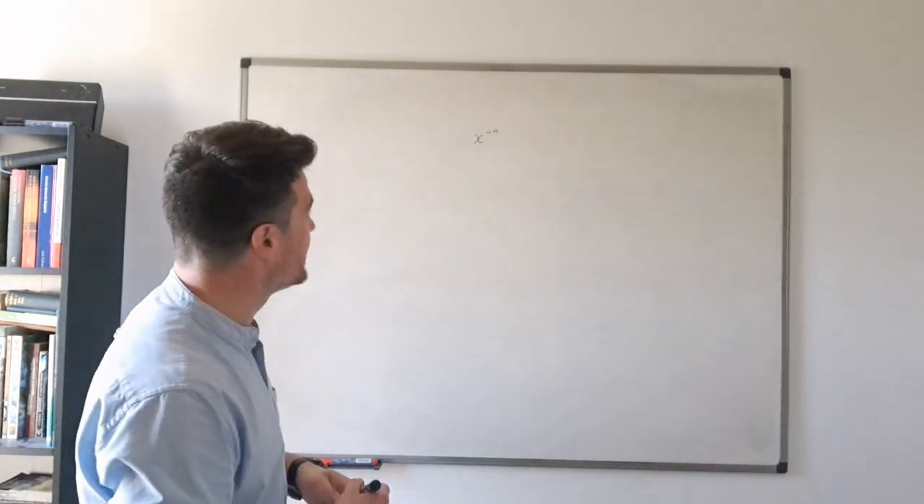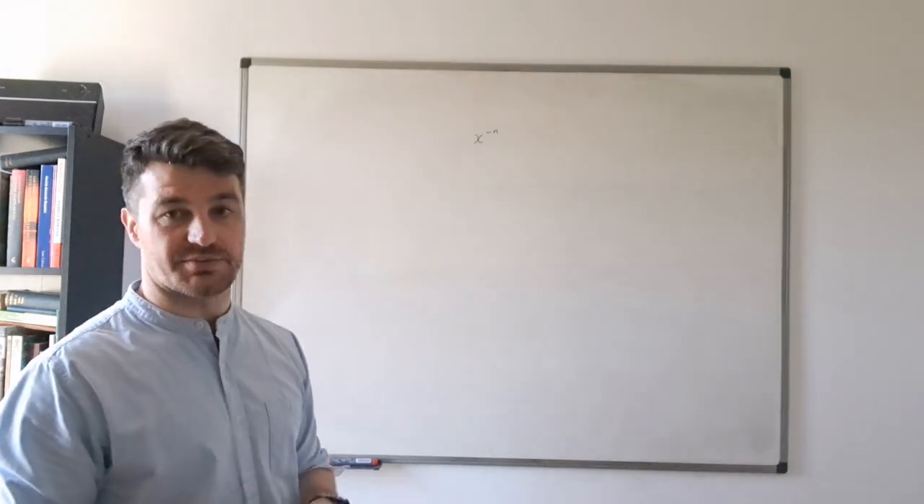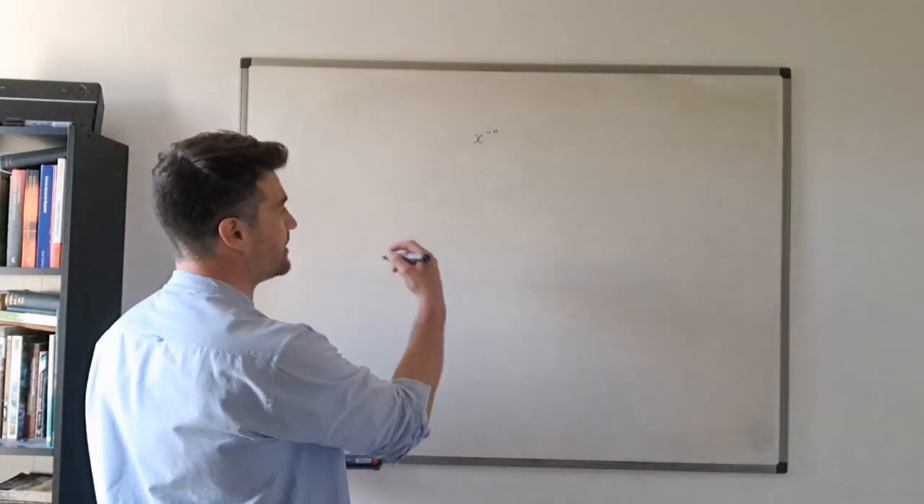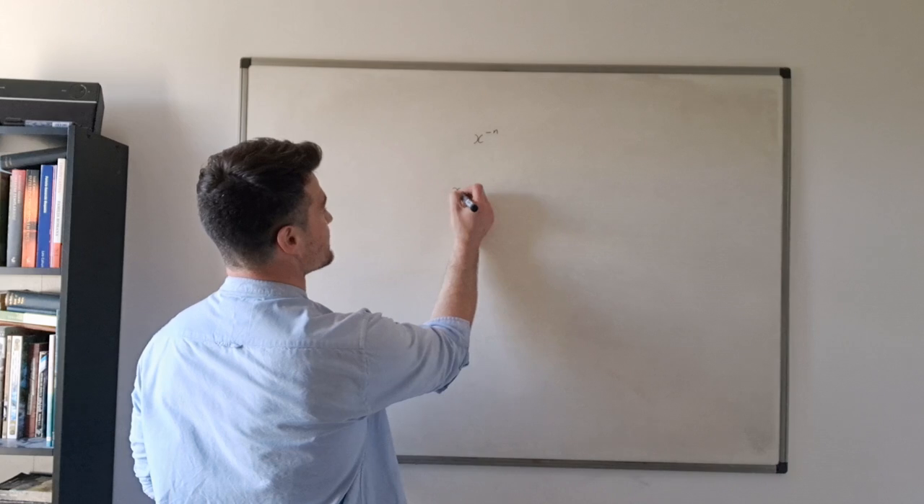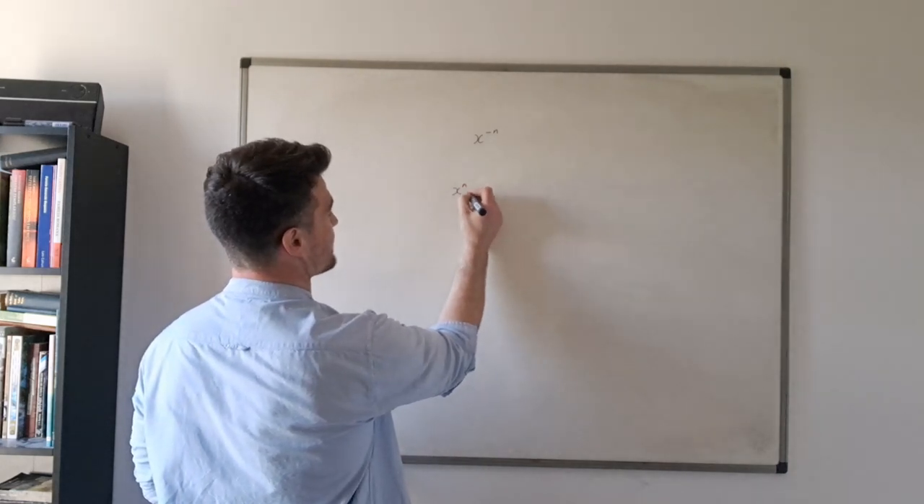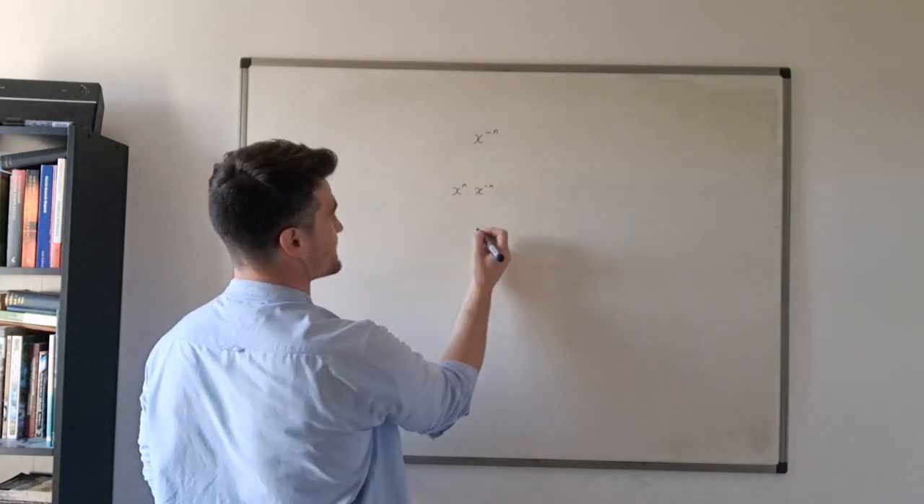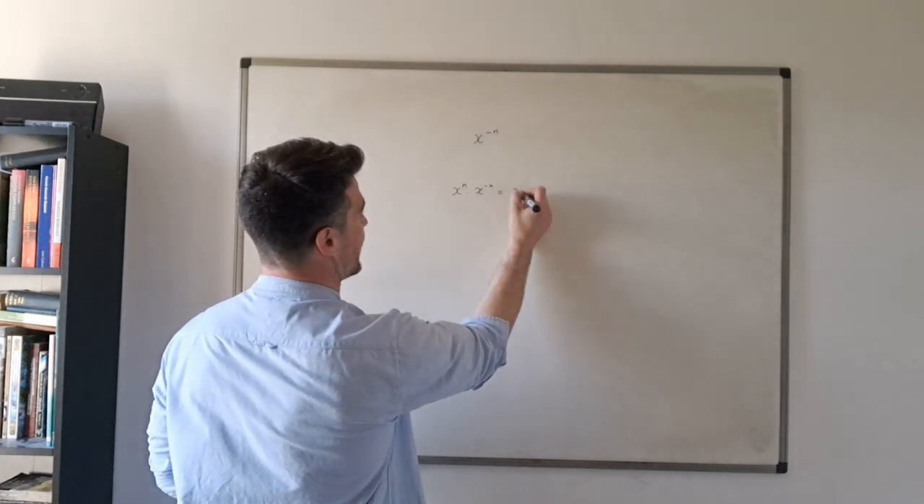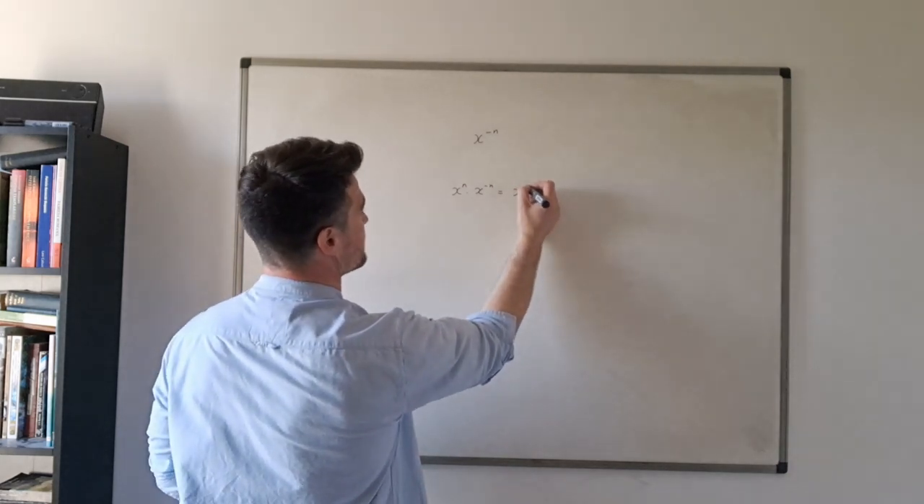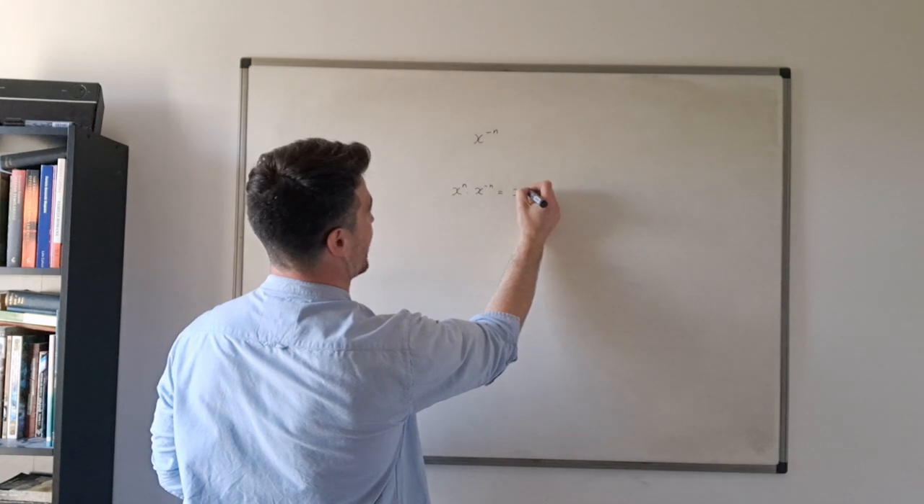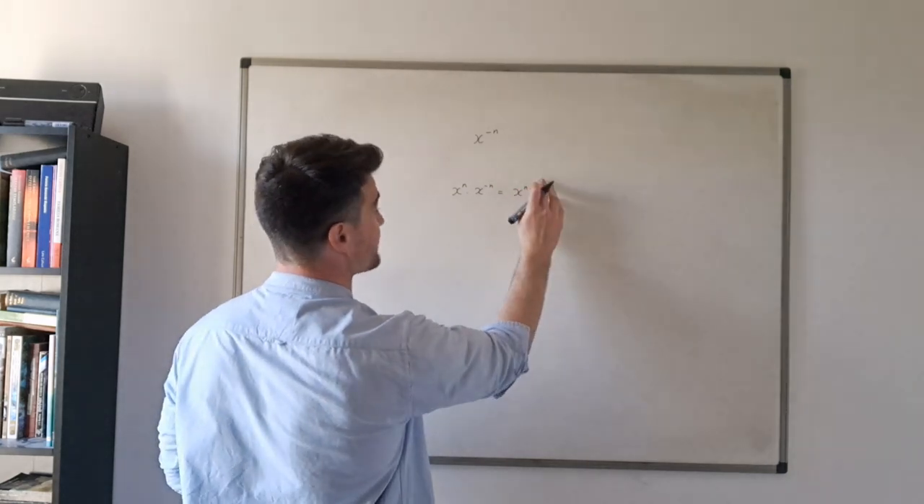But let's have a look. What do we want from this expression? How do we want it to work? Well, one of the things, I guess, is that we want this to happen: x to the power of n times x to the power of minus n to be equal to x to the power of n minus n, or plus minus n, should I say.